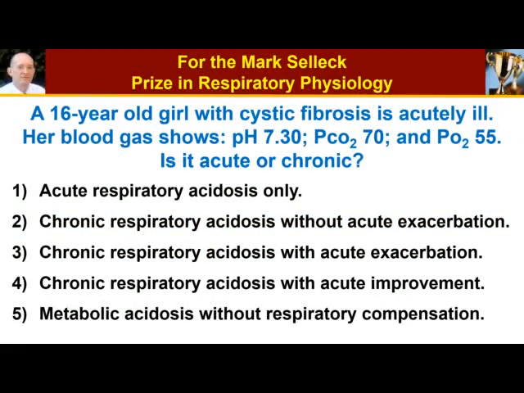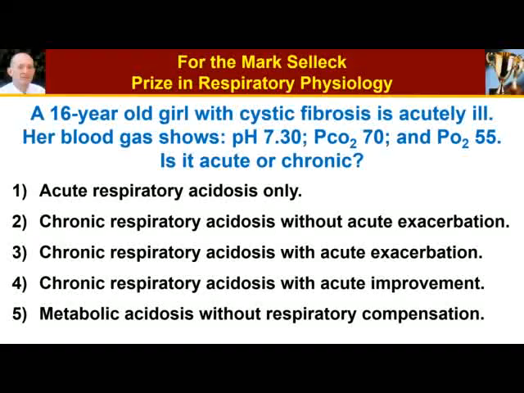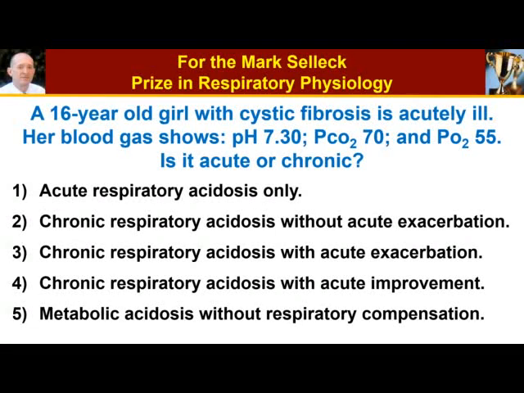A 16-year-old girl with cystic fibrosis is acutely ill. Her blood gas shows pH 7.3, PCO2 70, PO2 55. Is it acute or chronic? And the same choices: acute respiratory acidosis only, chronic respiratory acidosis without acute exacerbation, chronic respiratory acidosis with acute exacerbation, chronic respiratory acidosis with acute improvement, metabolic acidosis without respiratory compensation.